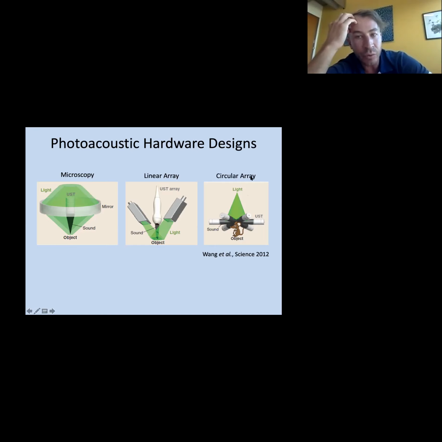There's also several groups that have designed these kind of array systems where you have light from the bottom and then have multiple ultrasound transducers arrayed around the object. And you can rotate the transducers around the object.